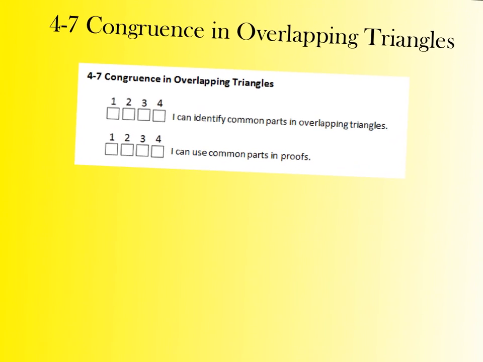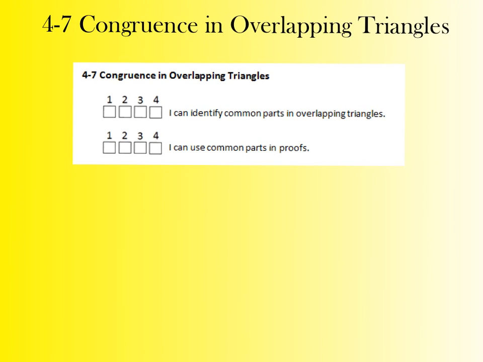Hey guys, we are in Chapter 4, Section 7. We're looking at congruence and overlapping triangles. And to be honest, we've been looking at overlapping triangles this whole time, so it's not going to be anything too new. Our objectives here are: I can identify common parts in overlapping triangles, and I can use common parts in proofs.